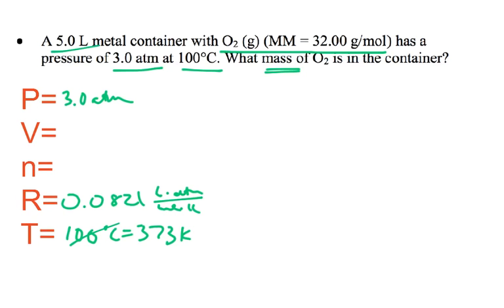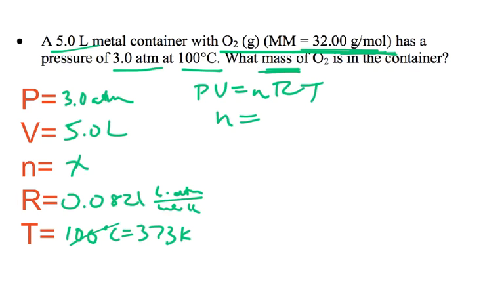And what do we have? A 5-liter container, 5.0 liters. So the only thing that we don't know is the number of moles. So we're going to get moles. Since n is the only one we don't know, when we're looking for mass, if we find the number of moles, we can convert it to the mass because we know the grams per mole. So we'll do that as a separate step. So first off, solve for n. So we know PV equals nRT. So therefore n is equal to PV over RT. And we're going to substitute in our values.